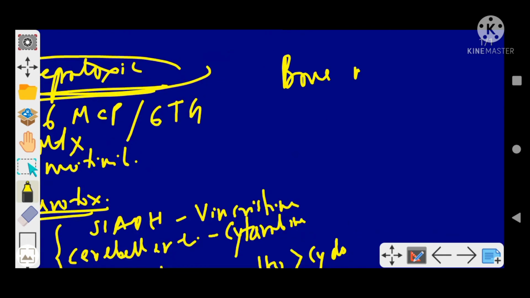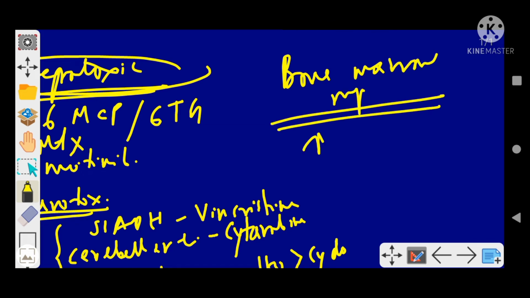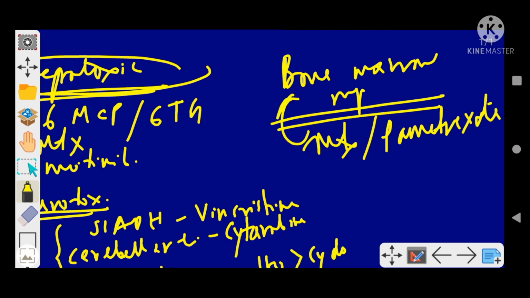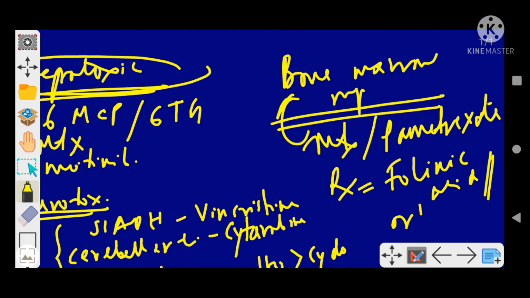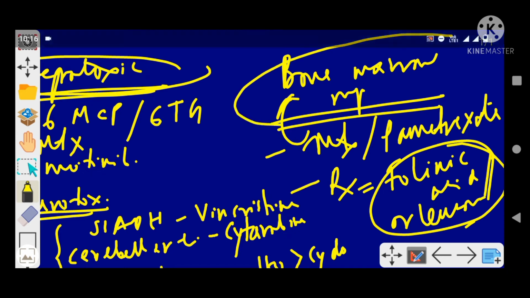And the last one is your bone marrow suppression. Important, right? So bone marrow suppression is shown mainly by methotrexate or its derivative, pemetrexed. Methotrexate or pemetrexed shows bone marrow suppression, and the treatment is folinic acid, also known as leucovorin. So this acts as a rescue, right? So this is the treatment, and this is the cause for bone marrow suppression. So we have discussed the important points, right?